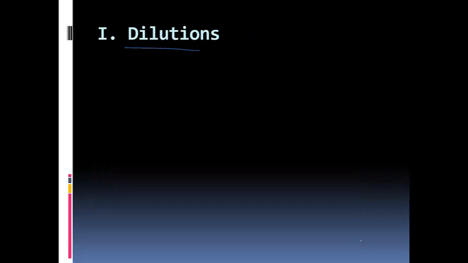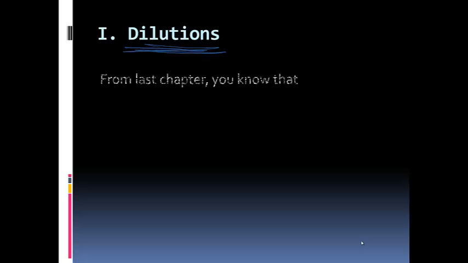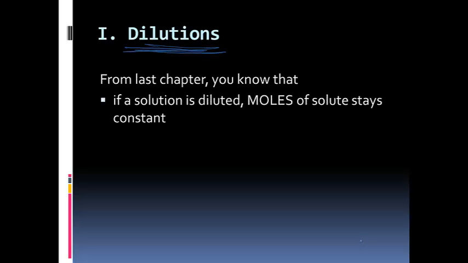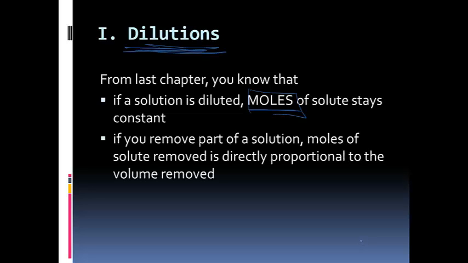Now, the activity that you are doing in the lab, dilutions. We kind of talked about this in the last chapter and introduced it. From last chapter, if you take a solution and you dilute it, you change the volume and the concentration, but the number of moles of solute stays constant. If you remove part of a solution, the moles are removed too because it's a homogeneous solution. Whatever you remove is directly proportional to the volume removed. So if you pour off 1/3 of the volume, you pour off 1/3 of the moles.